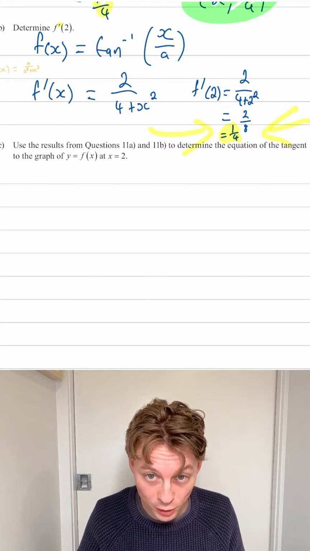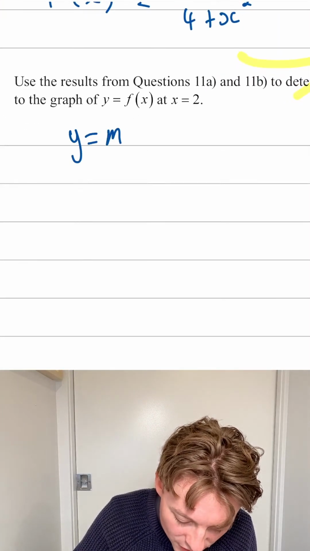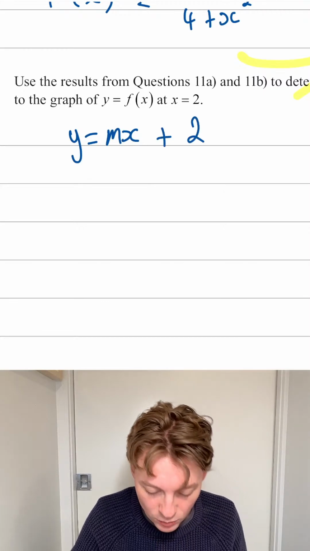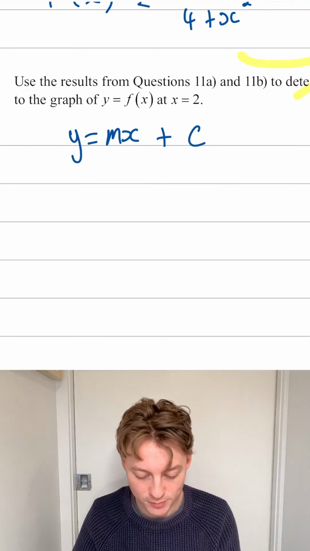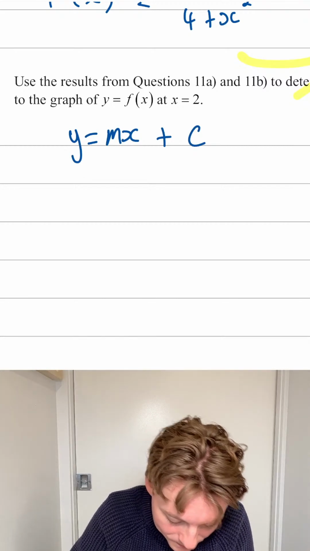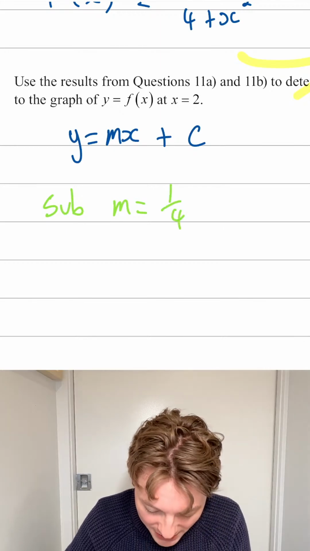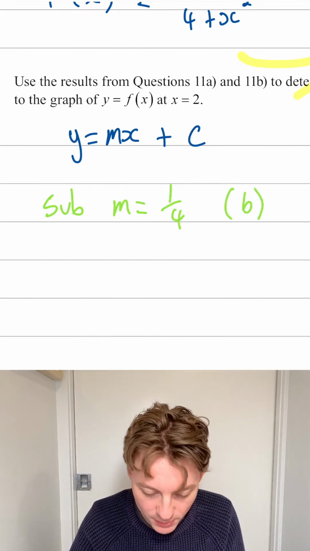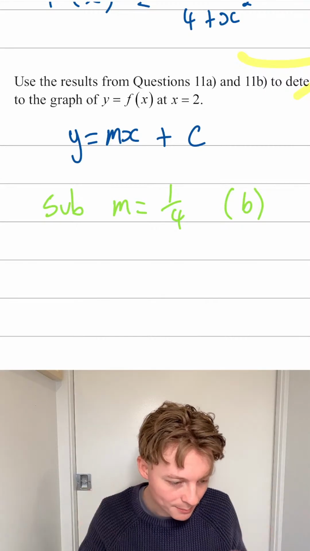I'm going to zoom in a little bit, okay? There's a few ways actually to find equations of straight lines. Sorry, that's meant to be plus c. I do it a slightly different way to how you may have been taught. So I'm going to start with sub in m equals 1/4. That is from part B. I'm just going to put a little part B in brackets there so we know where I got that number from, and it doesn't look like I've just plucked it out of thin air.